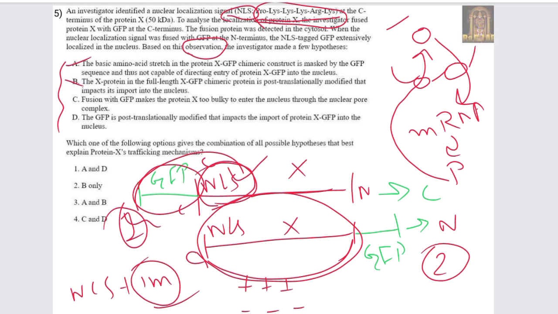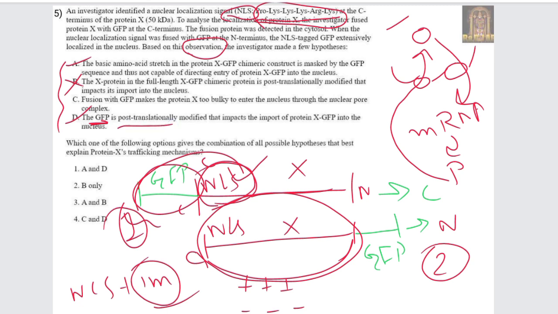So option B must be wrong, but it can happen in the case of GFP, because after the binding of the GFP, it changes its structure. It is not allowing the NLS to go on the upper part. So there must be some modification masking the NLS. The modification must be in the GFP part, because in the second case the protein goes inside the nucleus. So this option D might be right, because it states the post-translational modification at the GFP side.